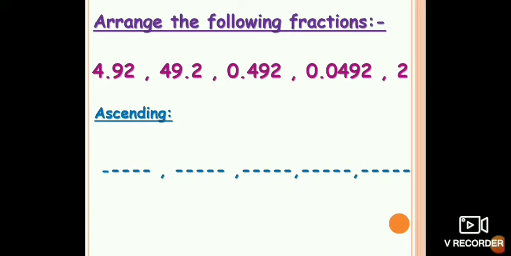Okay, if we want to arrange the following decimals, we need to arrange them here. Look, it says in ascending order, so we arrange them from small to big. First of all, to compare them and find the smallest one, we search for the smallest whole number first.